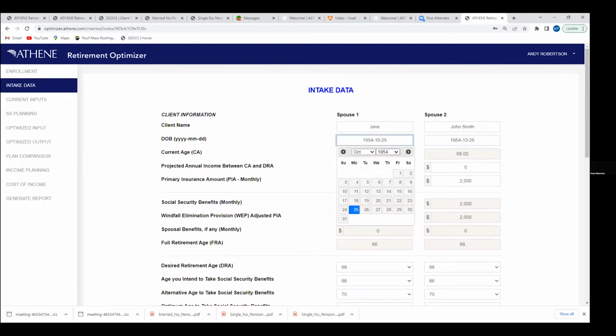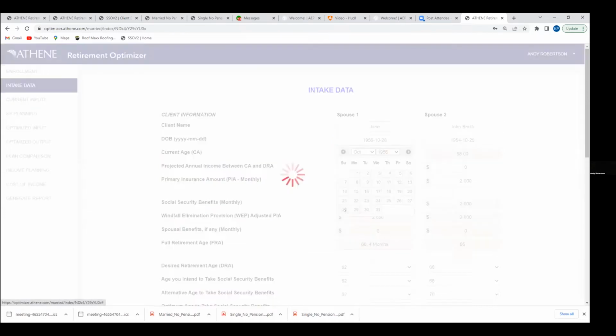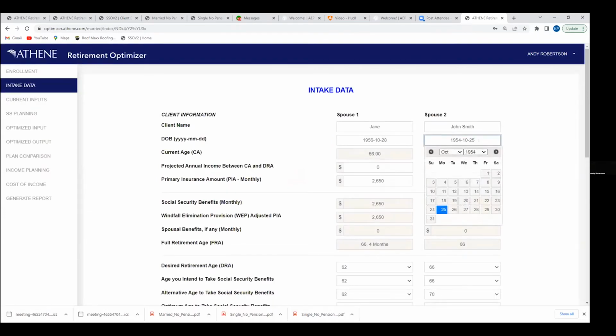So let's say we have a couple that's achieving full retirement age this year. That means they were born in 1956, and let's say they were born today, October 28th. And to make life easy, I do this all the time in my case studies, let's assume they were born on the exact same day. So they're 66, and let's say their primary insurance amounts. What we enter here is primary insurance amounts, and let's say one of their primary insurance amounts is $3,200, the other is $2,800.